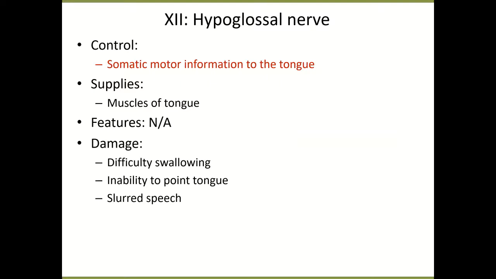And because you use the muscles of your tongue to swallow and to articulate speech, if you damage it, you have difficulty swallowing, you have slurred speech. And if you stick out your tongue, you can't actually point your tongue very well because you can't control the muscles in there. So testing for this one, real easy. Just ask your patient to stick out their tongue and see if it's pointing off in one direction or another. If it's pointing off in one direction, the hypoglossal nerve on the other side is damaged.